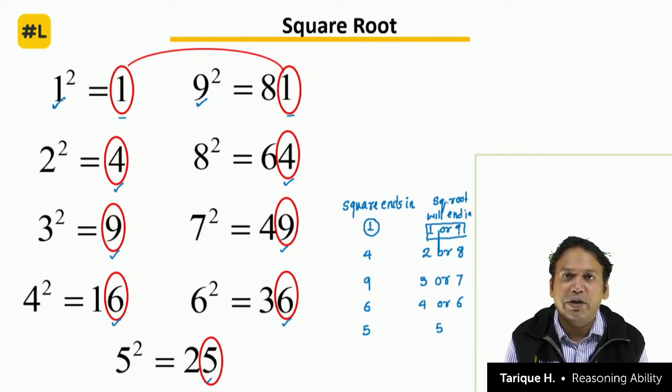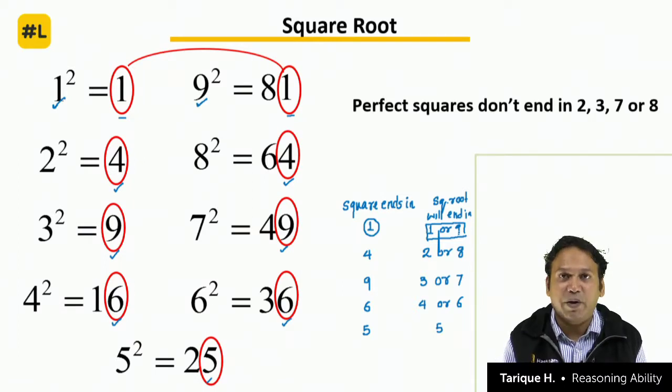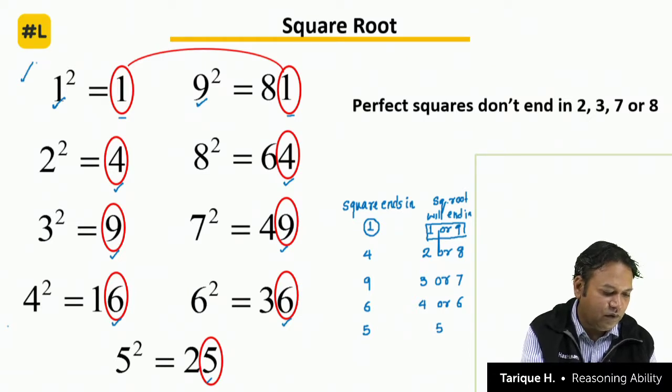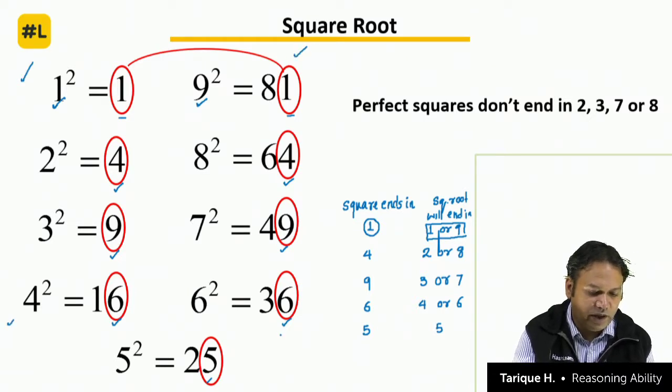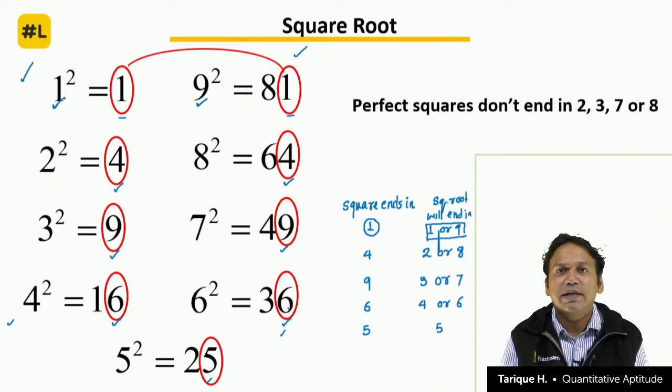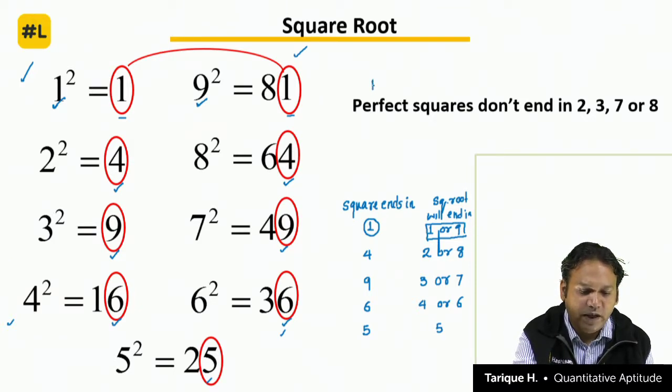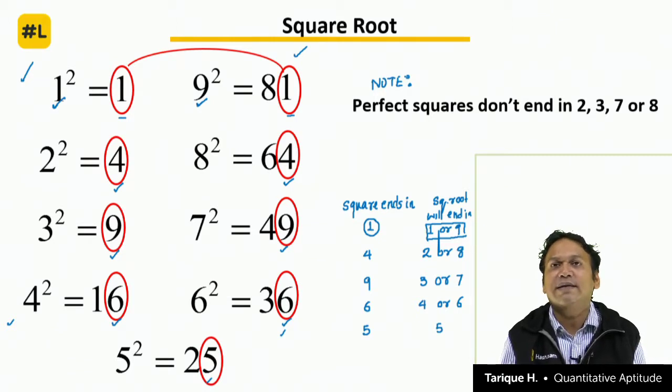यहाँ पे एक और पॉइंट नोट करेंगे जो कि बहुत इंपॉर्टेंट है, किसी किसी क्वेश्चन में आपको काफी हेल्प करेगा. वो ये है कि परफेक्ट स्क्वायर्स don't end in 2, 3, 7 or 8. See, when you look at these squares here, from 1 square to 4 square here and then 9 square to 6 square, you look at the squares, you will see that none of these squares are ending in 2, 3, 7 or 8. So from that we can say very clearly an important note for you, and that is perfect squares never end in 2, 3, 7, 8.